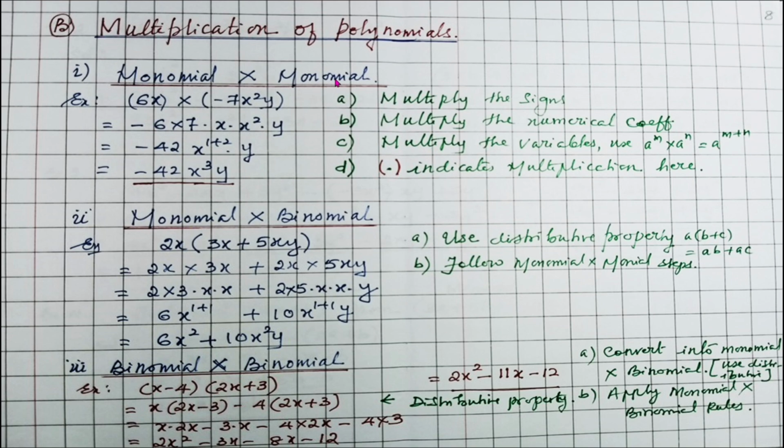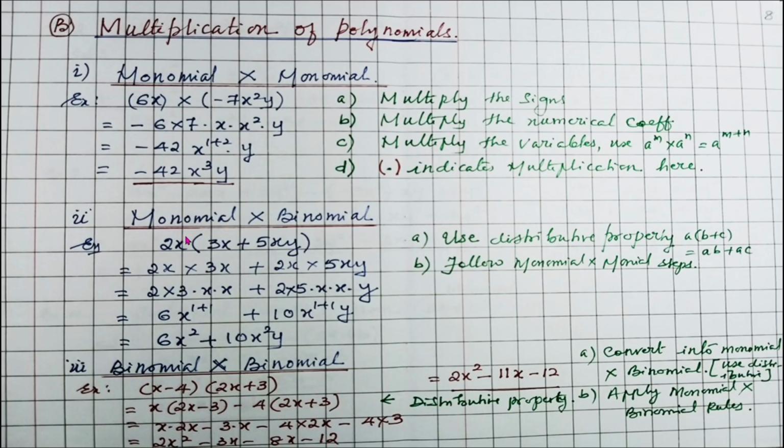Now start applying the rules of multiplication of monomial into monomial, that is 2 into 3 x into x plus 2 into 5 x into y. 2 into 3 is 6, x into x will be x raised to 1 plus 1, 2 into 5 is 10, x into x is x raised to 1 plus 1 and y. So we have 6x square here and 10x square y with a plus sign. So 6x square plus 10x square y is the product of monomial into binomial of this example.